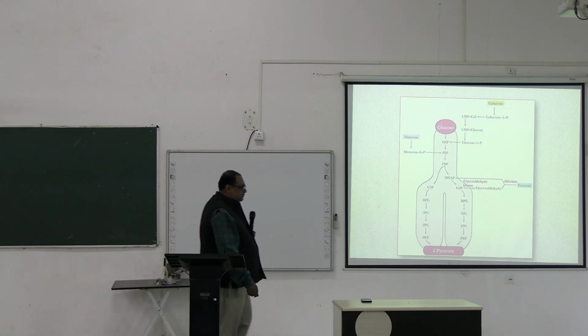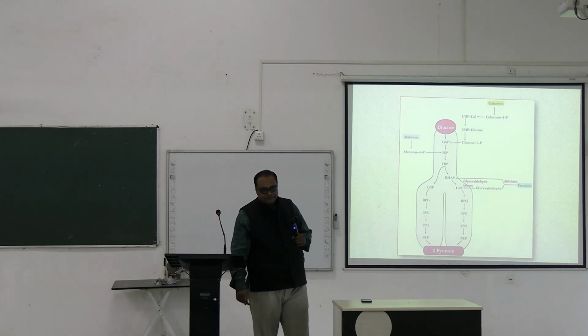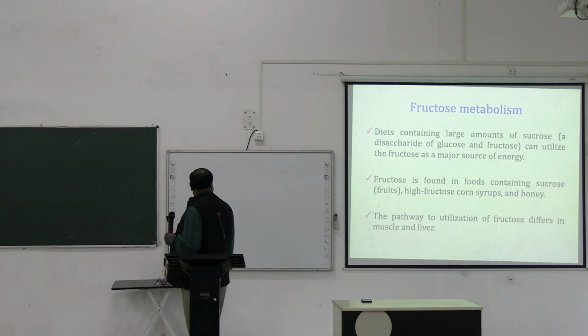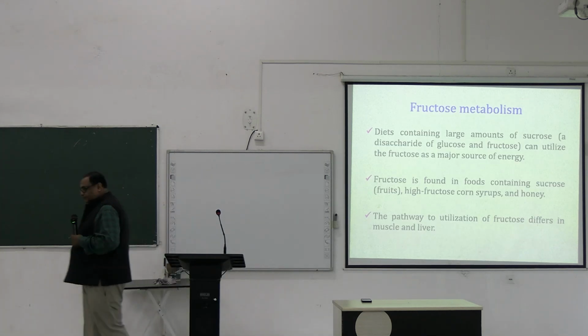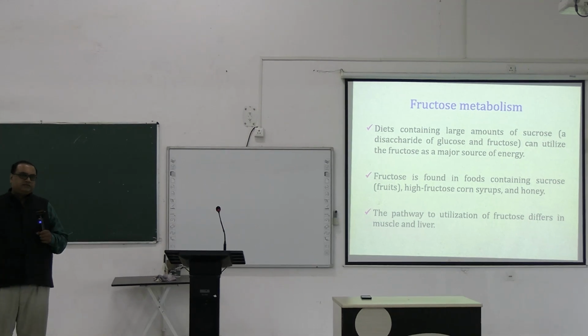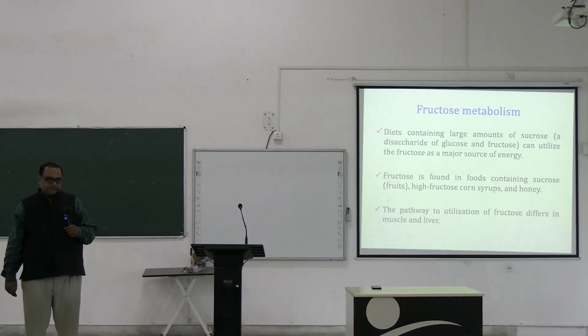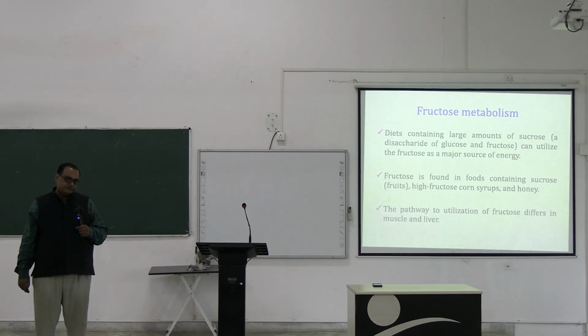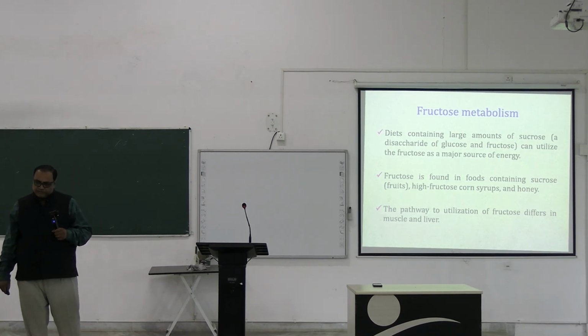So, the metabolism of fructose and galactose. First, we'll see fructose. The metabolism of fructose is very simple. The fructose metabolism takes place inside the liver. Enzyme, fructokinase. Product, fructose 1-phosphate. This is a major pathway.